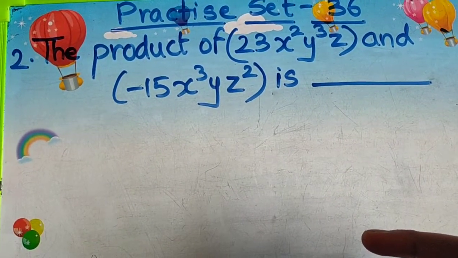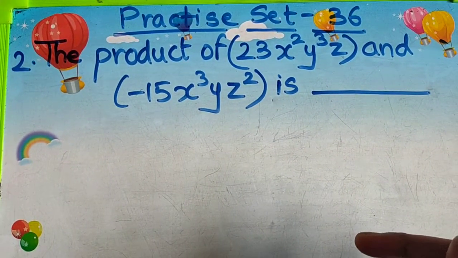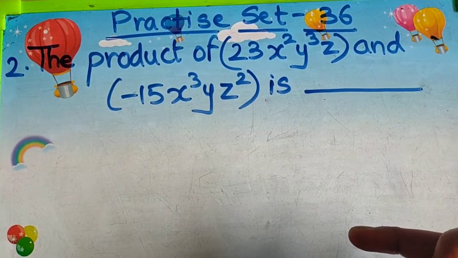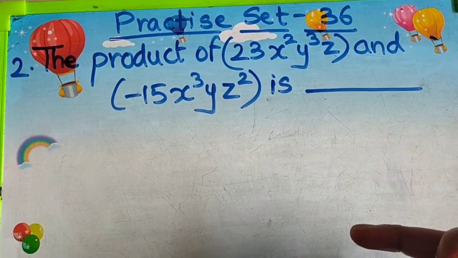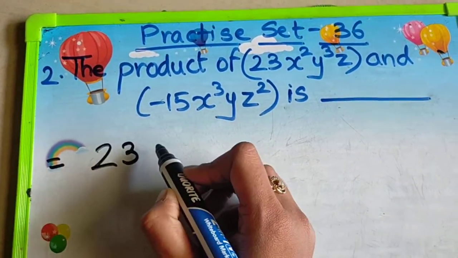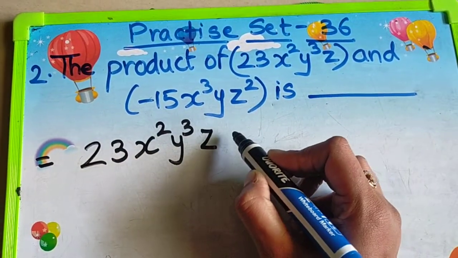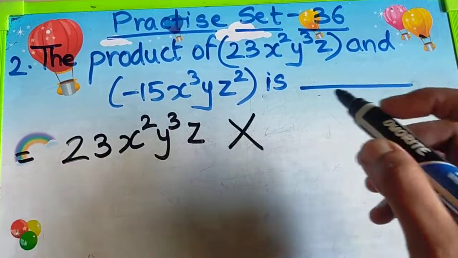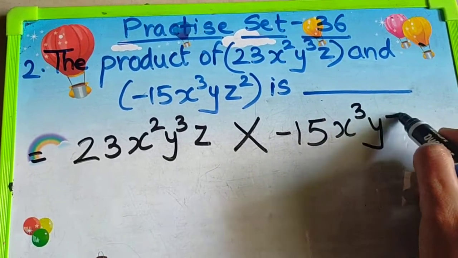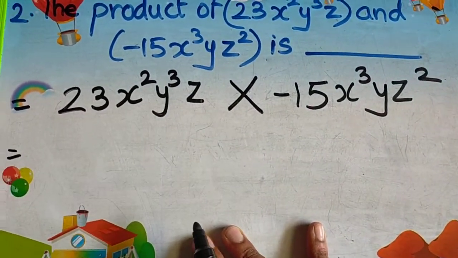Now the second sum, students. In the second sum you can see the product, which means we have to multiply. The product of 23x square y cube z and minus 15 x cube y z square is dash. So first we have to multiply, right? So I will write down over here 23 x square y cube z. What we have to do? Multiply. So I will put the symbol of multiplication, minus 15 x cube y z square. So you have to do the multiplication.